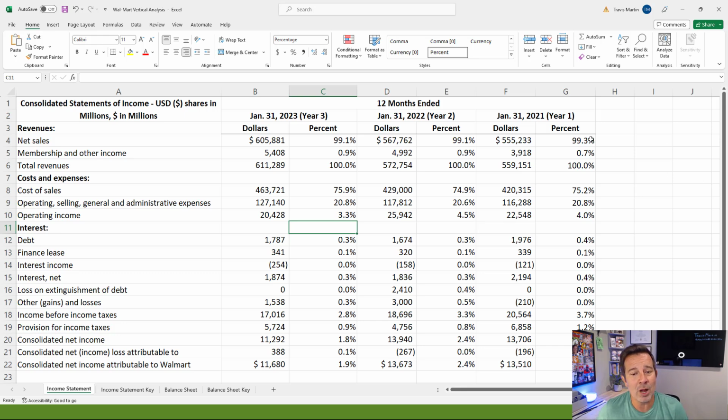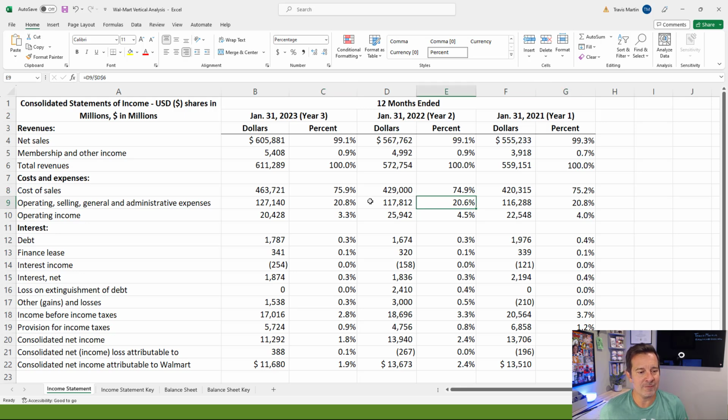You can see product sales represent 99.3% of their revenue. Membership sales represent less than 1%, just a hair less than 1%. Together, those 2 equal 100% of revenue. Now, cost of goods sold, we see about 75 cents of every dollar that is sold goes to cost of goods sold.